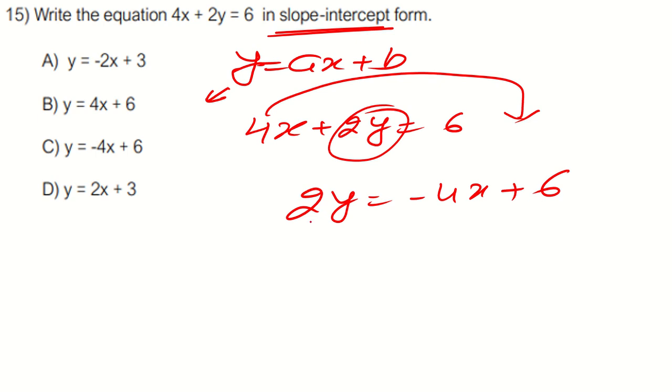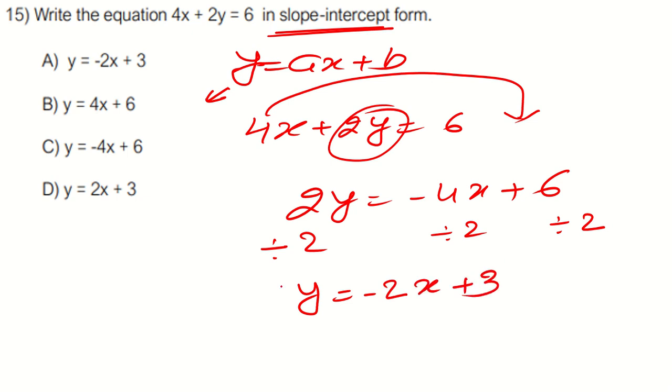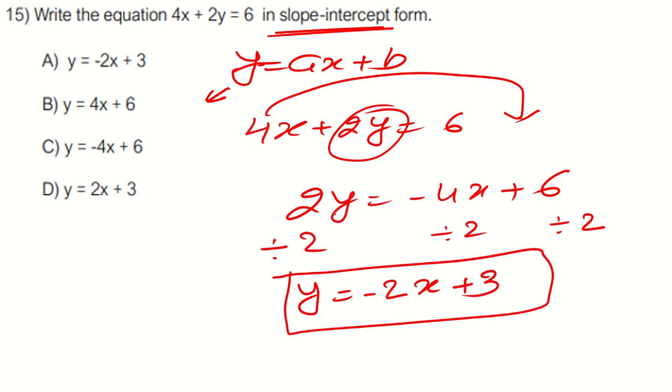Now this y should be alone, meaning there should be no coefficient with it. So divide by 2. Every term will be divided by 2. So y is equal to negative 4 divided by 2, which is negative 2x, plus 6 divided by 2, which is 3. Okay, so y is equal to minus 2x plus 3. So this option is correct.